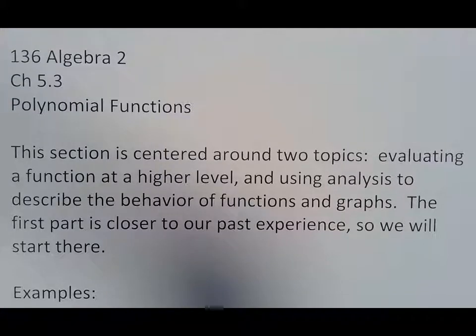Alright, 5.3 Polynomial Functions. This section is centered around two topics. The first is evaluating a function at a higher level, and the second is using analysis to describe the behavior of functions and graphs. The first part is closer to our past experience, so we'll start there.